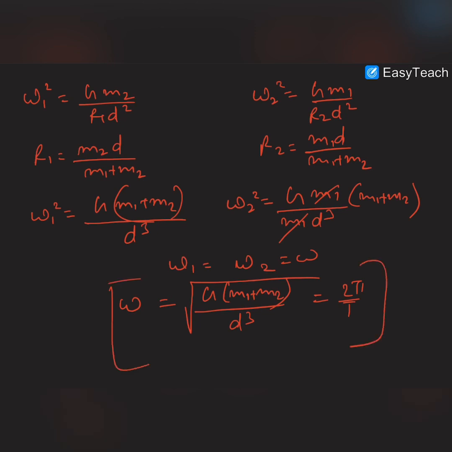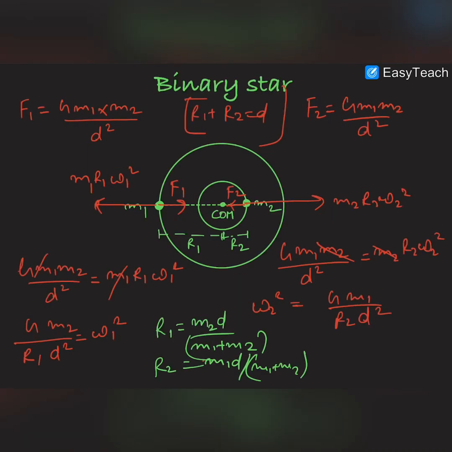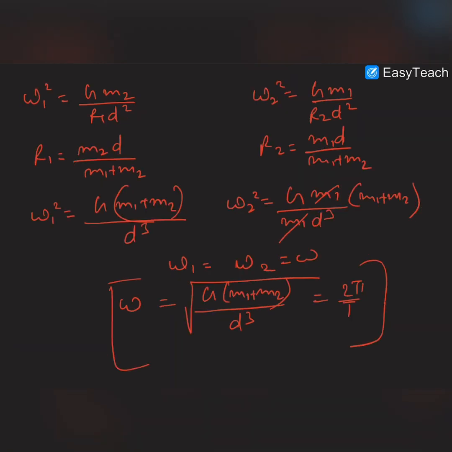So this is the time period of rotation of each planet around the center of mass, and this leads us to a conclusion that each of the planets has the same angular velocity about the center of mass, and therefore each of them would always be in front of each other on this line. Now let us see what is the kinetic energy of the system.